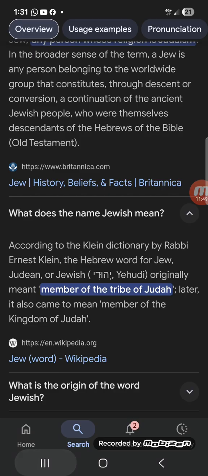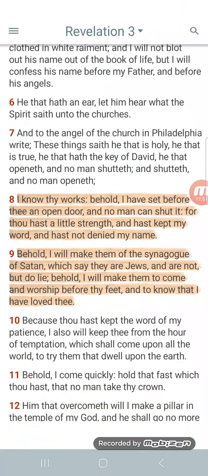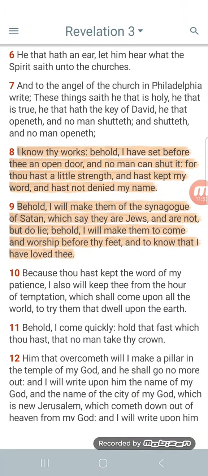They that say they are Jews but are not, He's going to make them come and worship at our feet, because the prophecy in Genesis chapter 25, right, states that the elder shall serve the younger. Esau came out first and he was red and hairy. Jacob's hand took hold of Esau's foot.